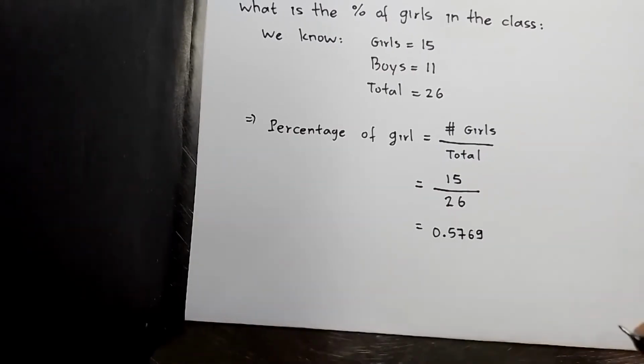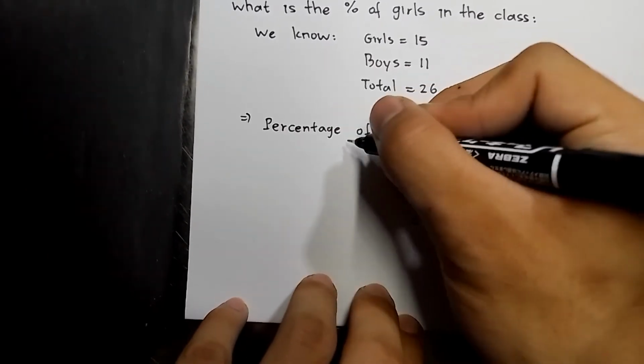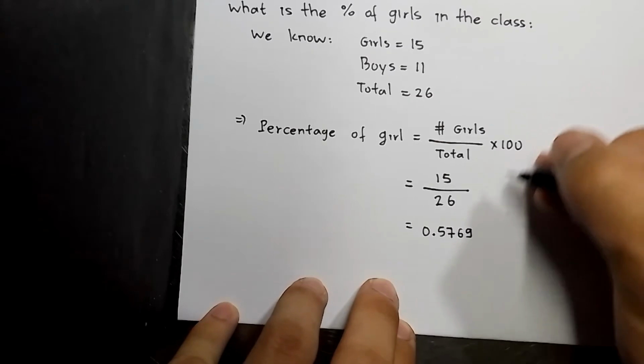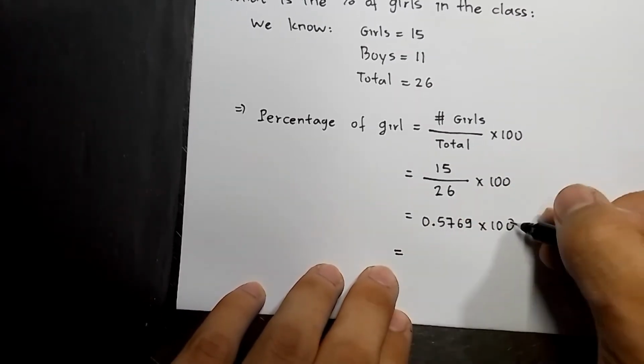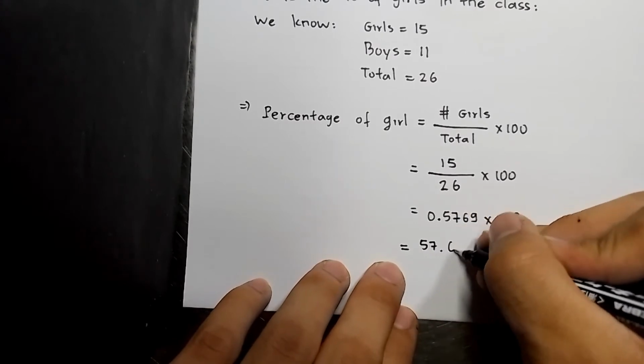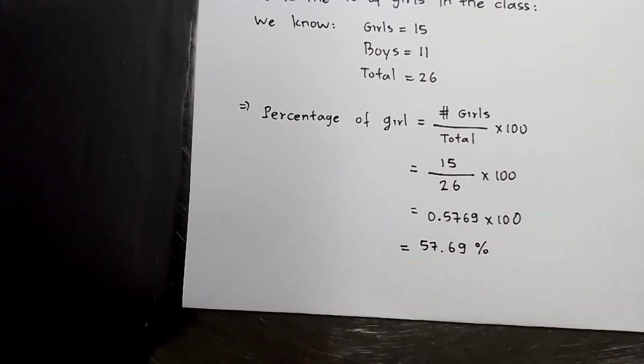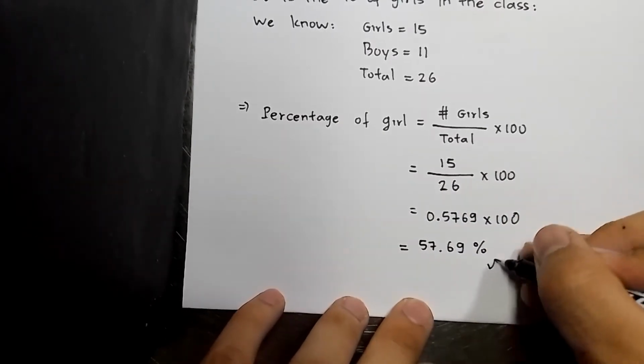Okay. So this is the answer, but it is not in the form of a percentage. To get the percentage value, you need to times all of them by 100. And then you will get 57.69%. Okay, this is the answer.